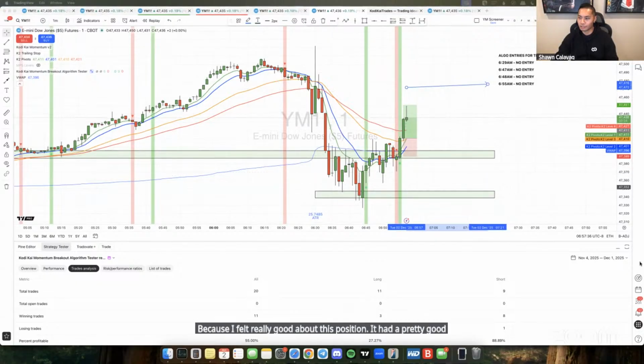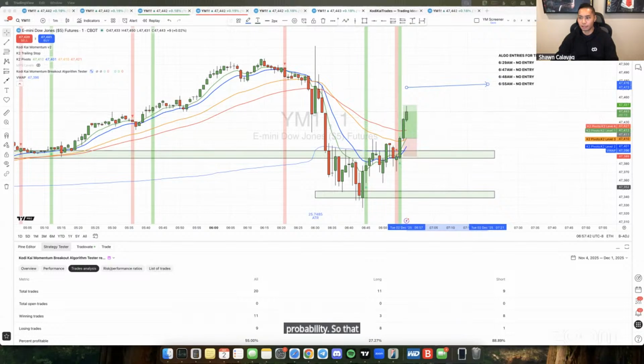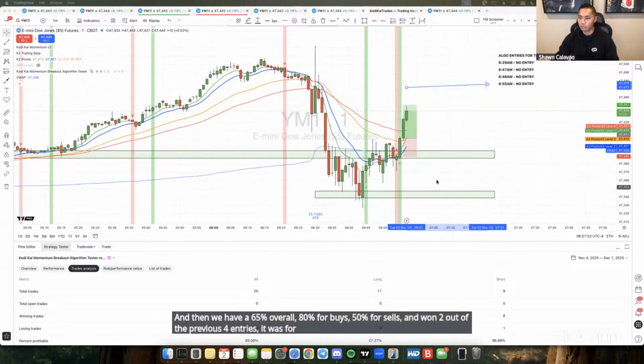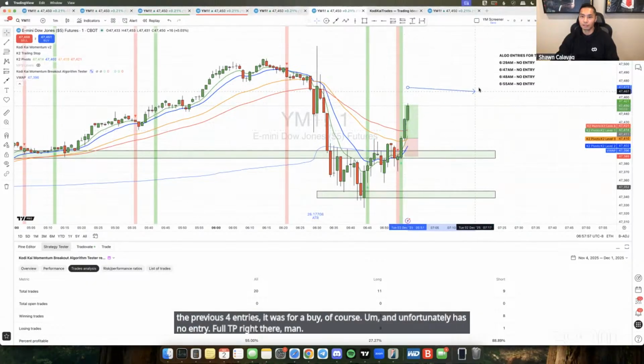So looking at the 655, it had a 72.50% weighted average of probability. So that's basically a 22.5 edge. And then we have a 65% overall, 80% for buys, 50% for sells. It won 2 out of the previous 4 entries. It was for a buy, of course. And unfortunately, it's no entry. Full TP right there, man.